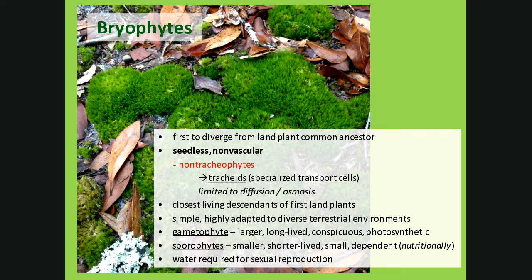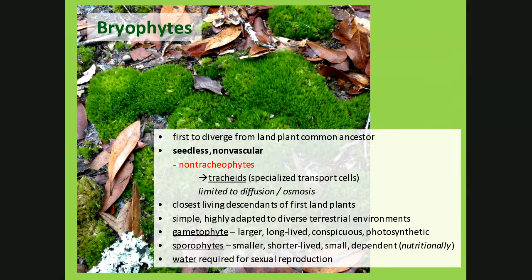The bryophytes were probably the first to diverge from a land plant common ancestor. So whatever that first plant was that was able to survive and move out on the land, we think that probably the mosses and the bryophytes and their relatives were the first ones that evolved out of that common ancestor. But that first group of plants was seedless, so they had spores, and they were non-vascular.